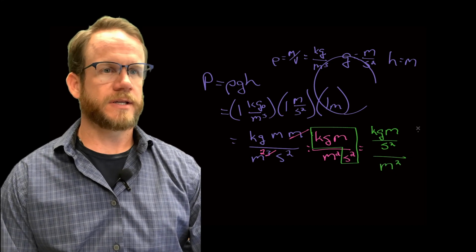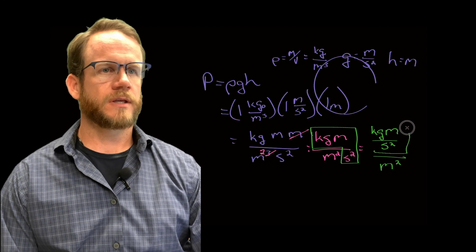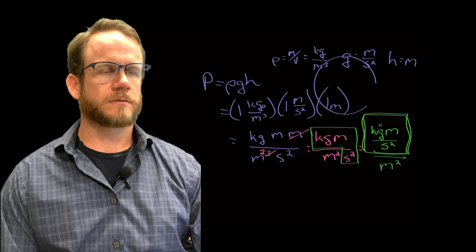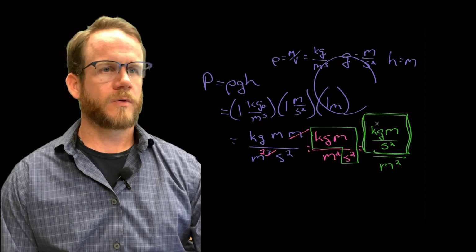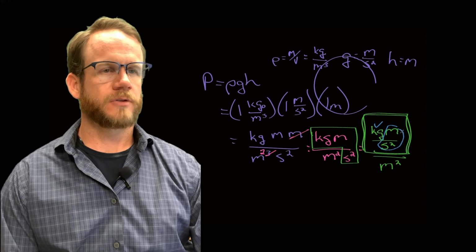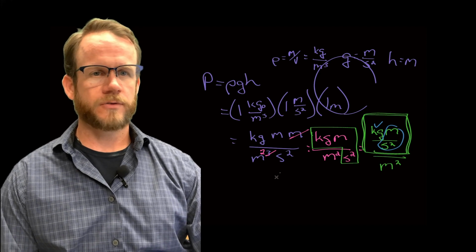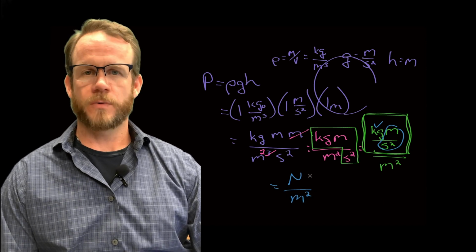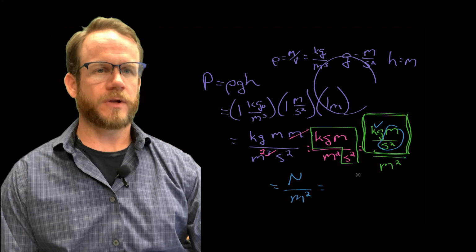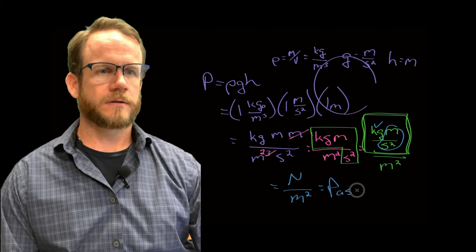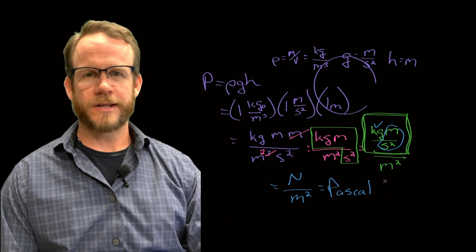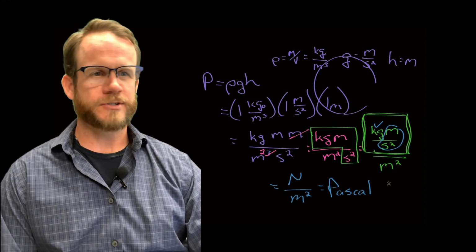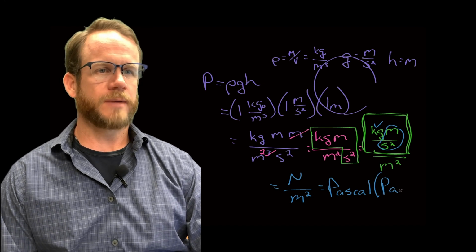By the way, this kilogram meter per second squared is our mass and our acceleration. So that is a force, that is our Newton. So this already gives us newtons per meter squared, which is force over area. And that is equal to something called a Pascal. If you figure this out and you're some dead person, you get to name it after you, so this unit is called a Pascal and we label it as Pa.